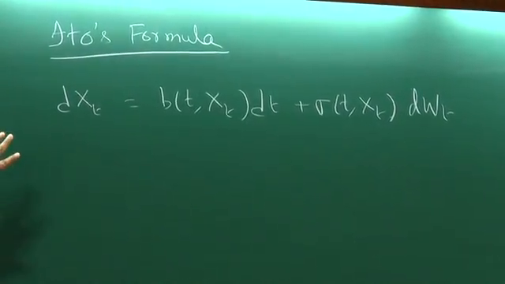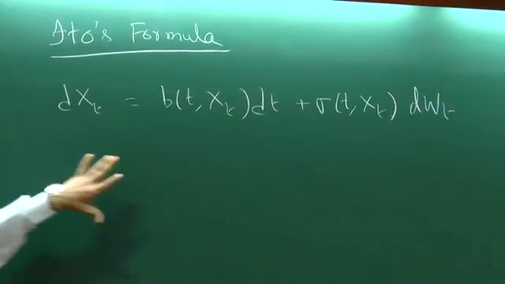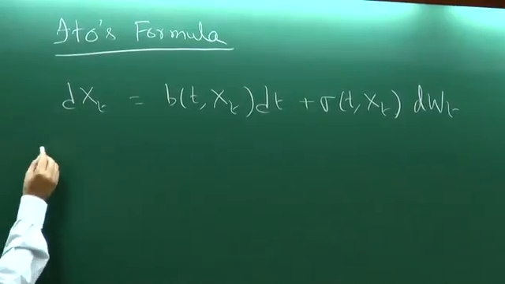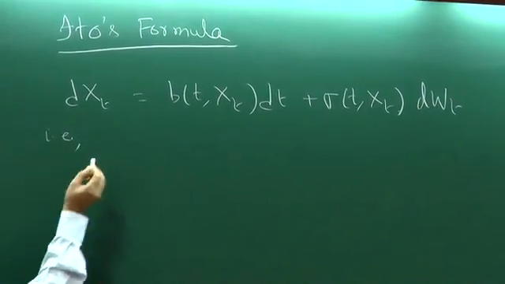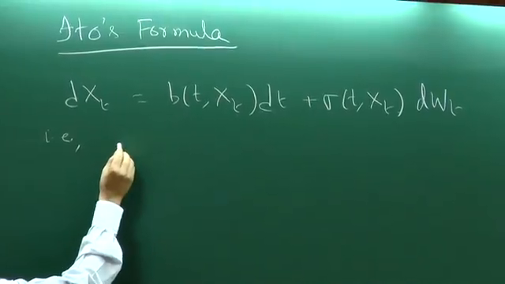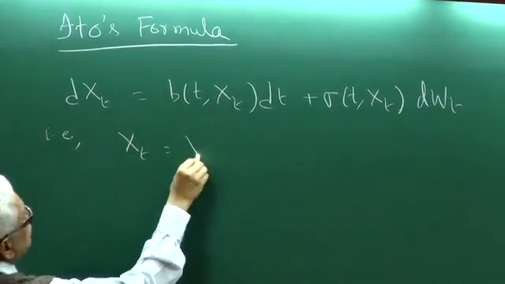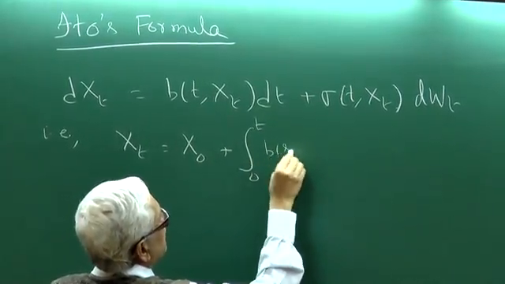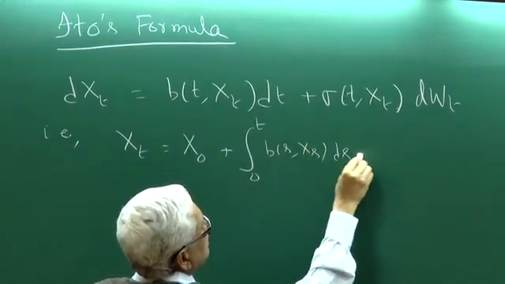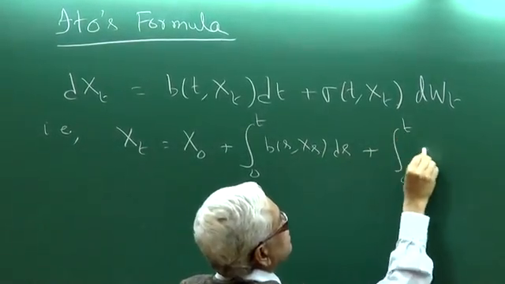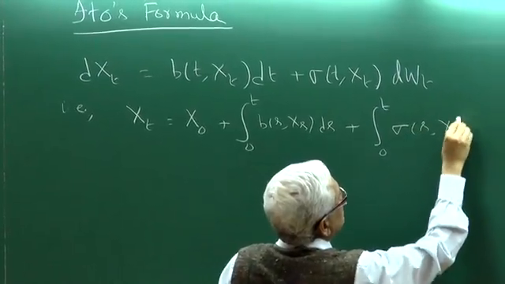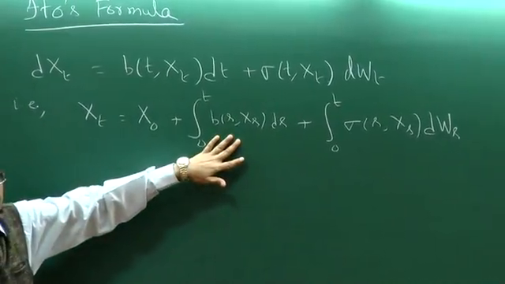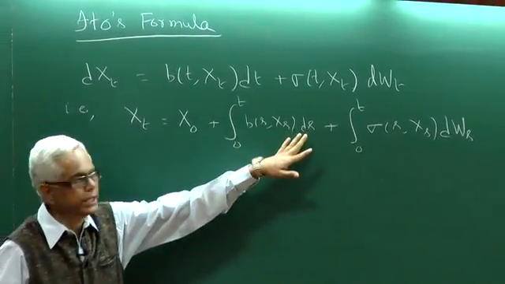Recall that the meaning of the stochastic differential equation, dW_t as it is, doesn't make sense. So the meaning is a stochastic integral equation. What I mean by this is x of t will be equal to x of 0 plus integral 0 to t of b(s, x_s) ds plus integral 0 to t of sigma(s, x_s) dW_s. Remember, here this is a regular integral, that means for every sample point we are just integrating.